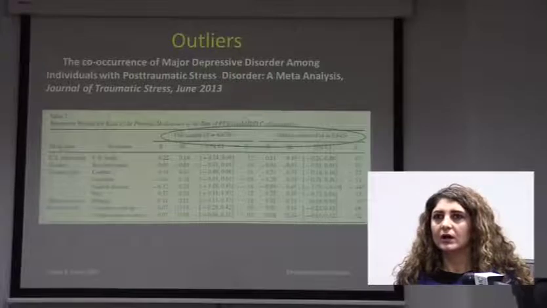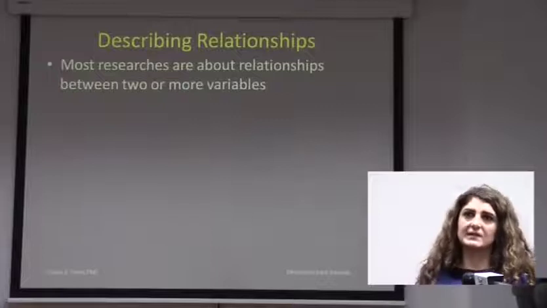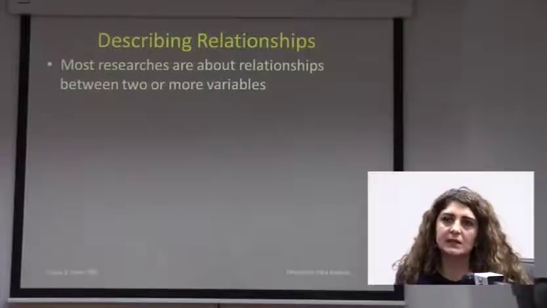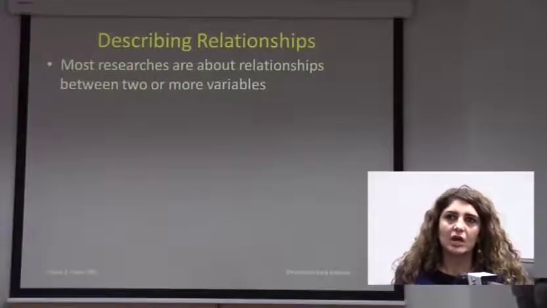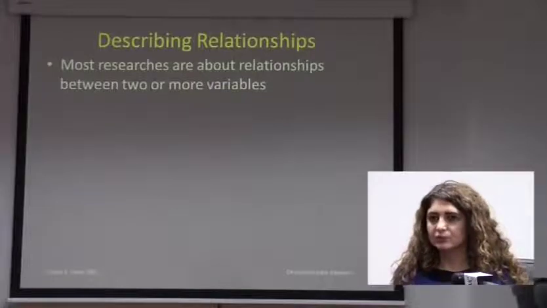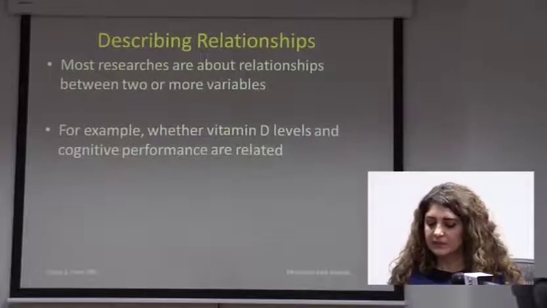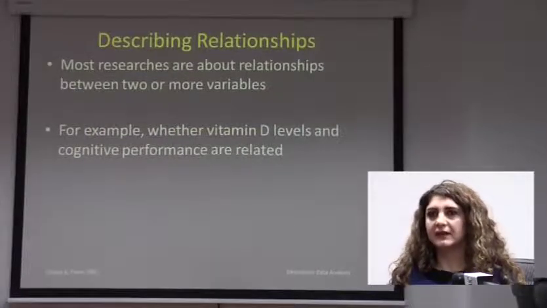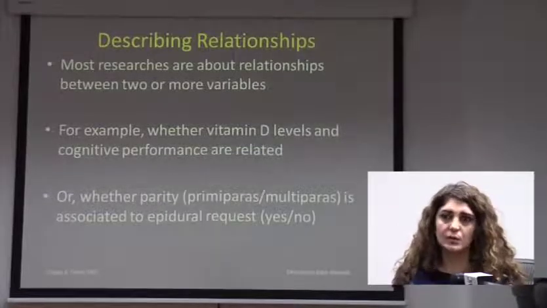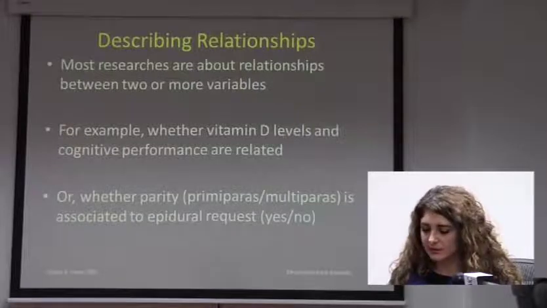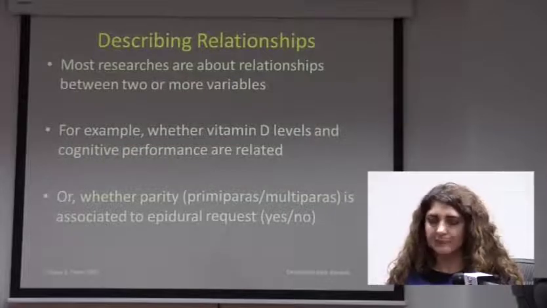So now, mainly descriptive statistics is about the whole sample, the variable that represents the whole sample, but in many situations what we care about is actually relationships between two or more variables. So when we describe relationships, we have to also keep in mind the types of the variables. For example, you might be interested in the relationship between vitamin D levels and cognitive performance, or between parity, whether those who have a child before or women who are having their first deliveries, and whether it's associated with the request for epidural.